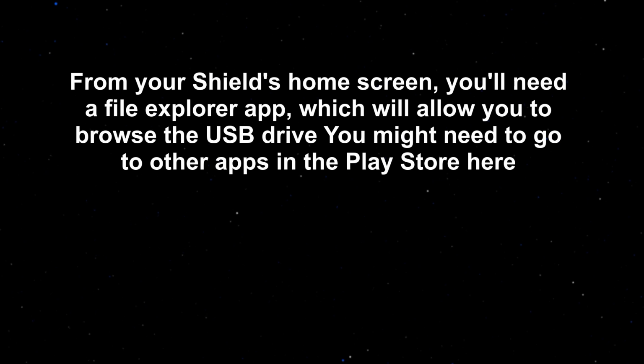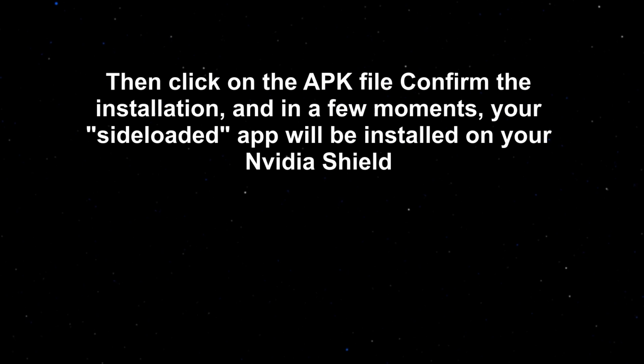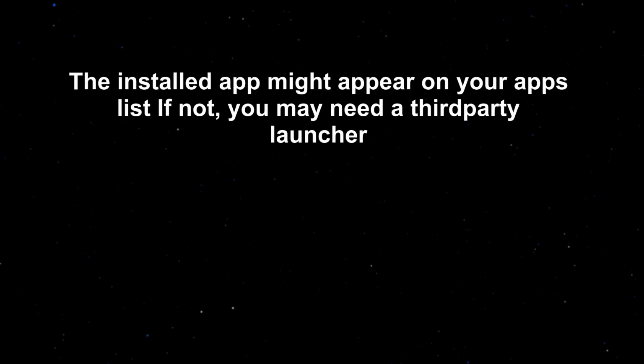From your Shield's home screen, you'll need a File Explorer app, which will allow you to browse the USB drive. You might need to go to other apps in the Play Store here. Then click on the APK file, confirm the installation, and in a few moments, your sideloaded app will be installed on your Nvidia Shield. The installed app might appear on your apps list.